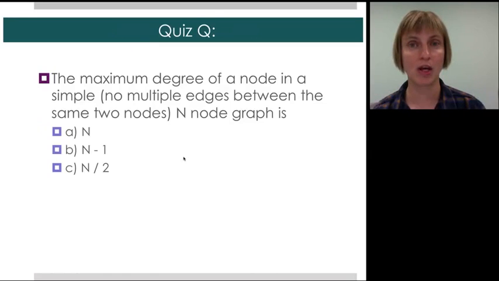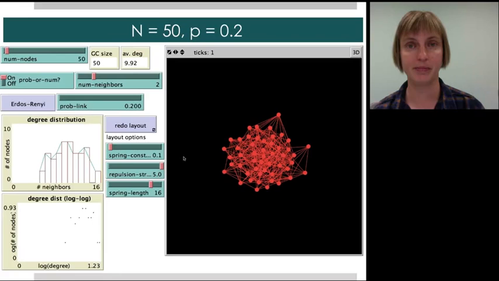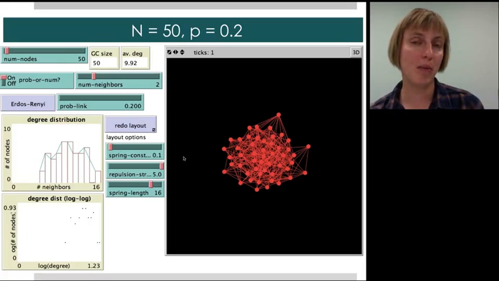So to test your understanding, if you have a network of size n, meaning there are n nodes, any one node can have a maximum of n, n minus 1, or n over 2 edges. And just assume that this is a simple graph, meaning that there aren't multiple edges allowed between the same pair of nodes. Now that maximal degree, which is incidentally n minus 1, is not often achieved in an Erdős-Rényi model.